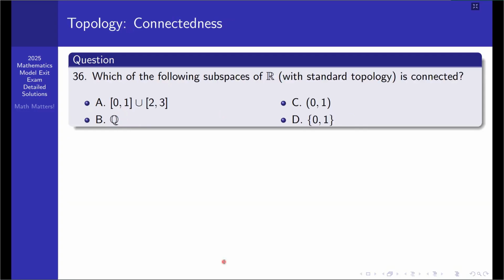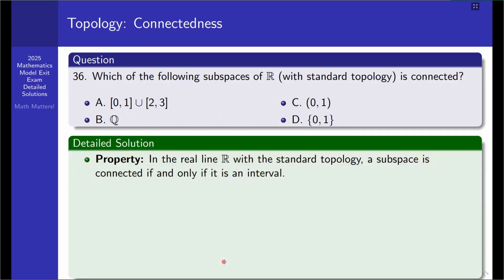Question number 36. Which of the following subspaces of R with standard topology is connected? A, the closed interval from 0 to 1 union 2 to 3; B, the set of rational numbers; C, the open interval 0 to 1; and D, the set containing 0 and 1. So let us see this property first. In the real line R with the standard topology, a subspace is connected if and only if it is an interval.